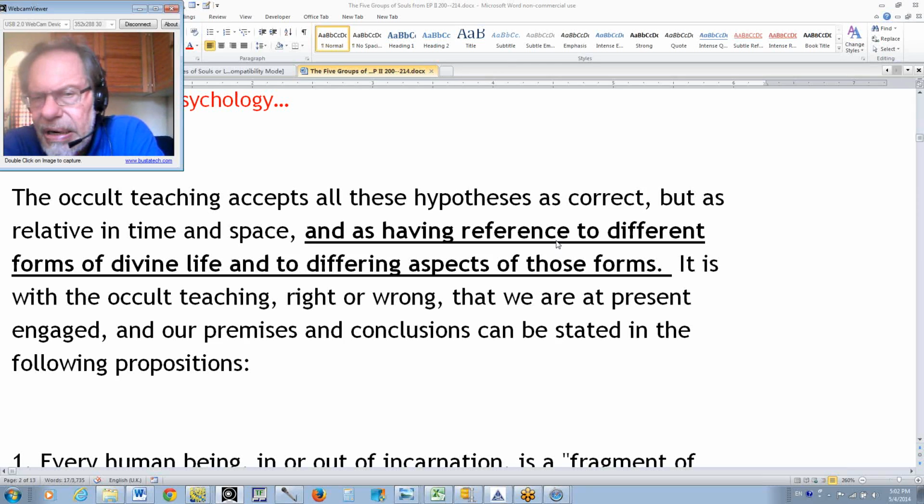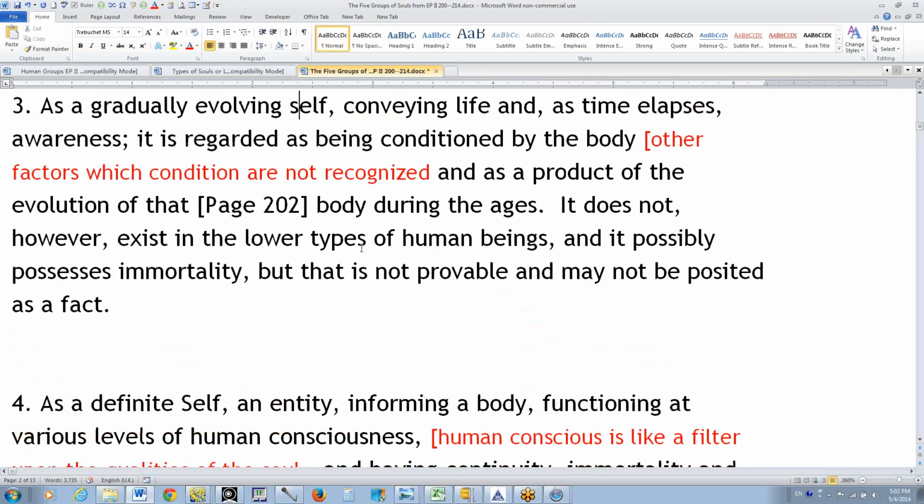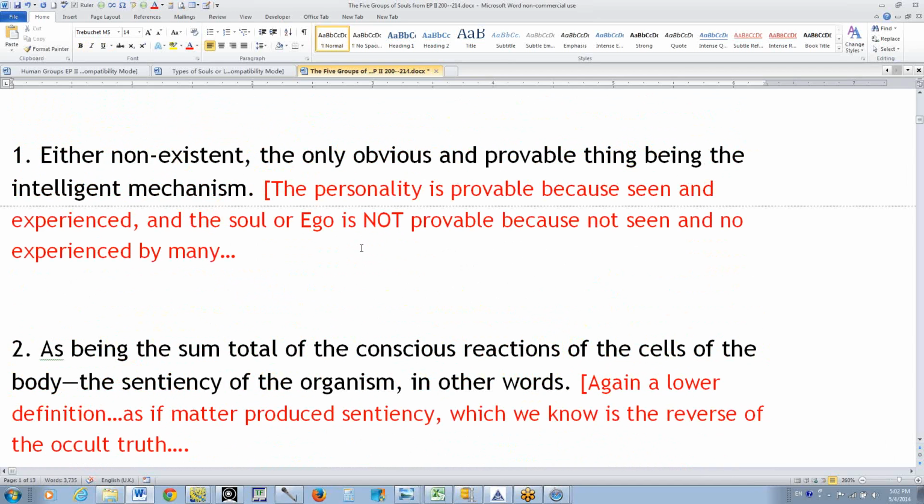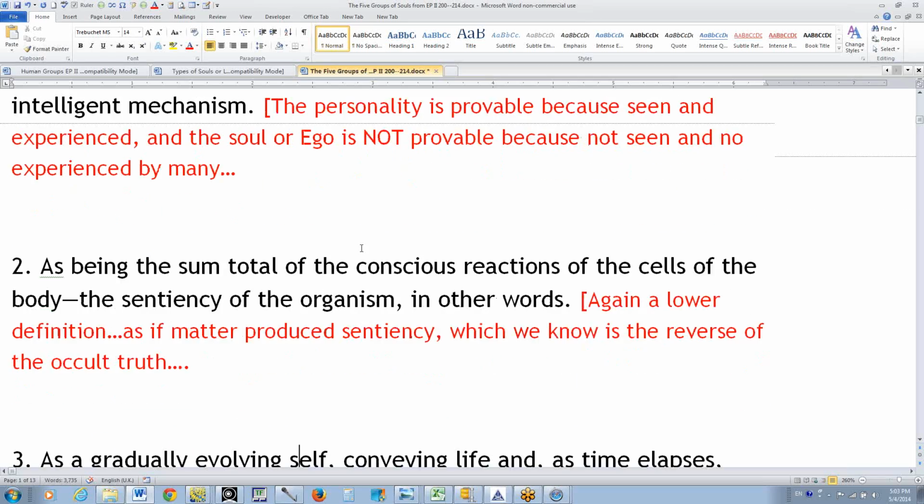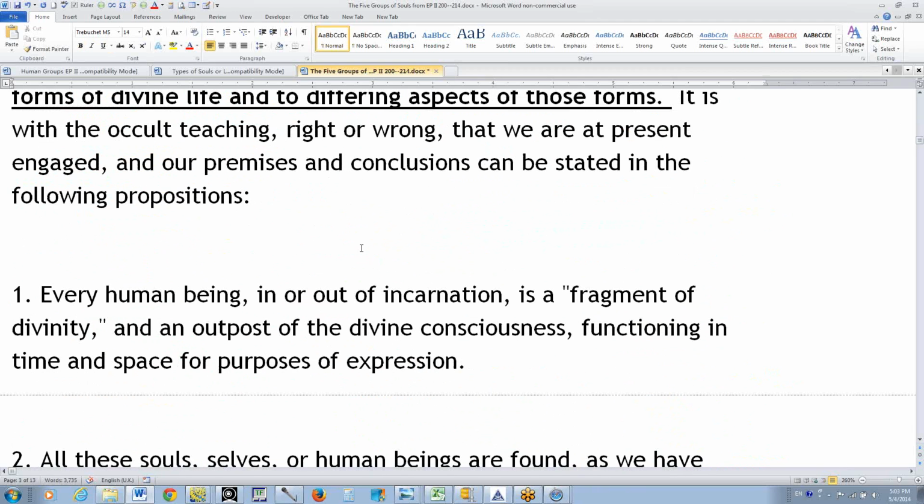I mean, the soul of the body is not the source of sentiency, and all human beings have souls, even if relatively undeveloped. The soul certainly is non-provable, but existent, and the intelligent mechanism is obvious and does exist, but it's an aspect of soul projection. So many of the conclusions of the psychologists are clearly correct, but for different reasons.